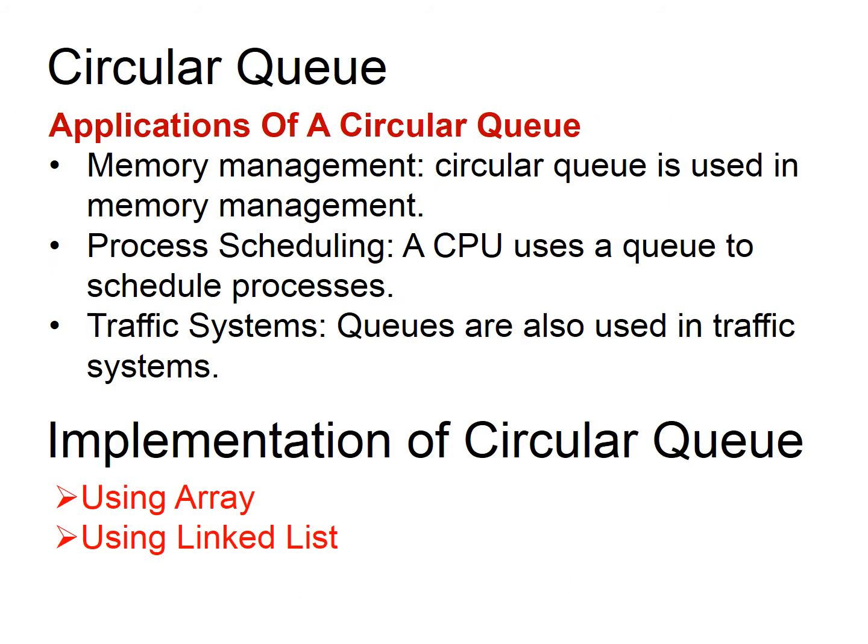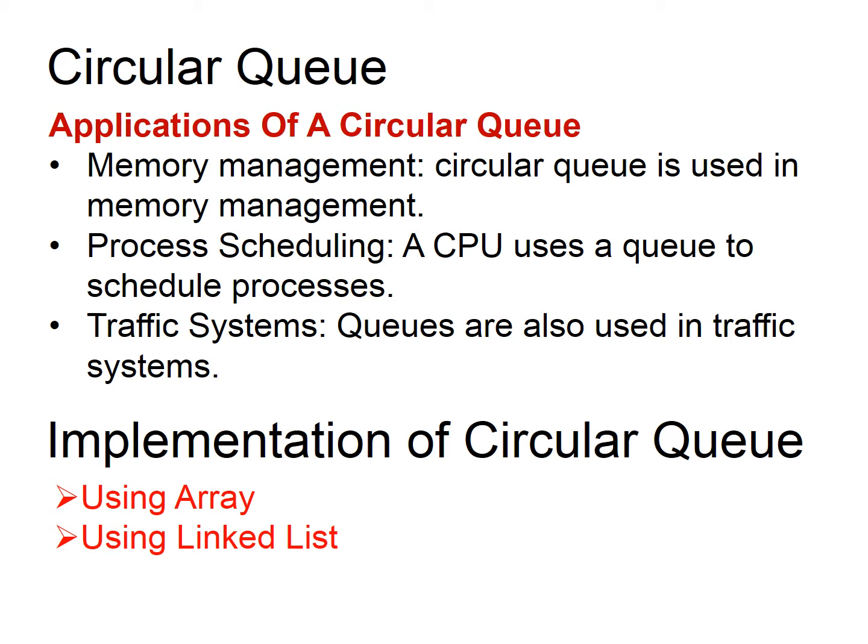So why do we have to go for a circular queue? It is mainly used in operating systems, mainly for two types of management: one is memory management and another one is process scheduling. Circular queues are more widely used in scheduling algorithms. Sometimes it is also used in traffic systems. This circular queue is implemented in 2 ways: one is using array implementation and another one is using linked list implementation.